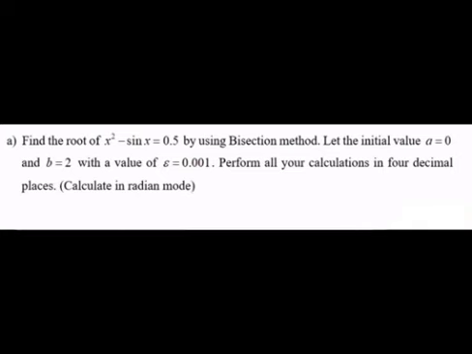The equation you have to try on your own is f of x equals x square minus sine of x minus 0.5, with the tolerance given up to 4 decimal places and the interval between 0 and 2. Try it on your own and get the root, and I will ask you in the next lecture. So this is root finding methods.